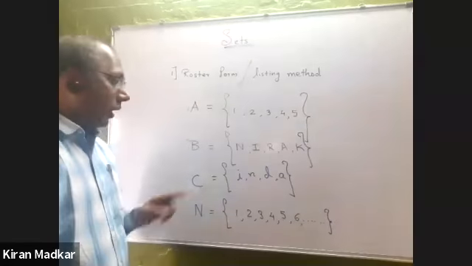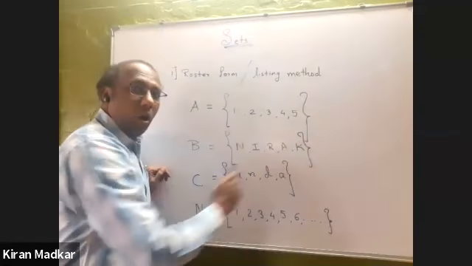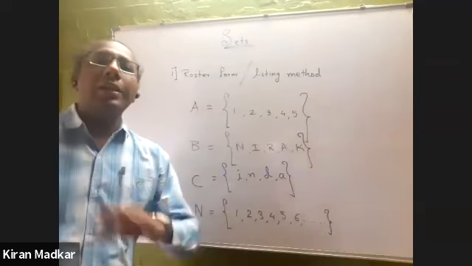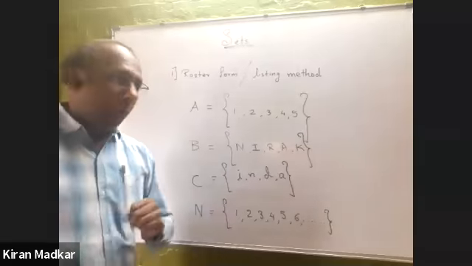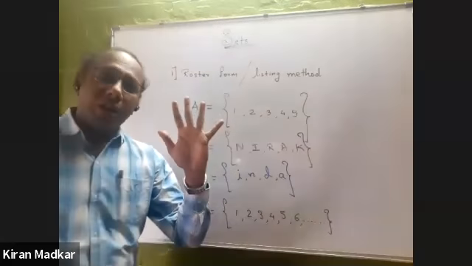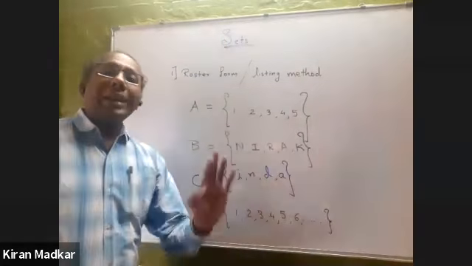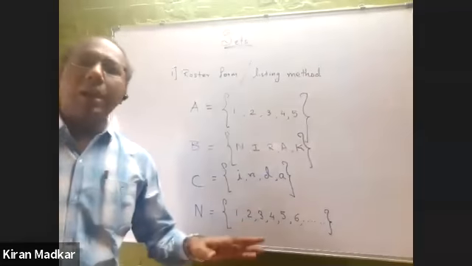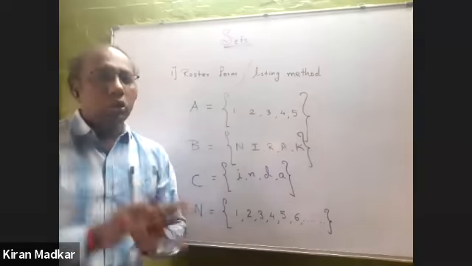Rule number 4 was, you can write the elements in any order. That was rule number 4. Rule number 5 was: the repetition of any element is not allowed. Repetition of an element is not allowed.